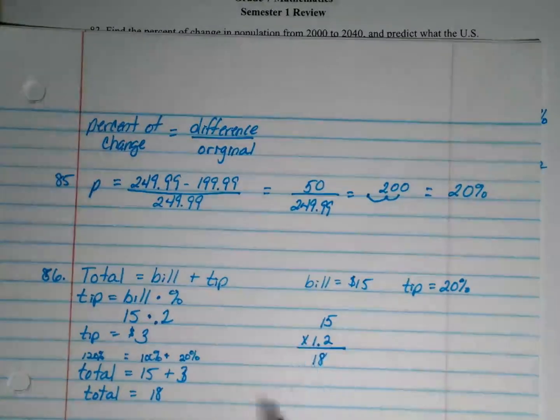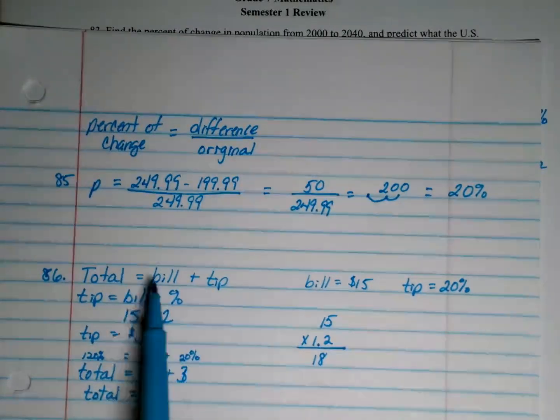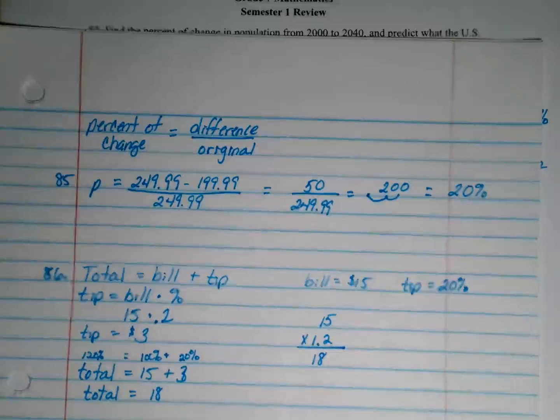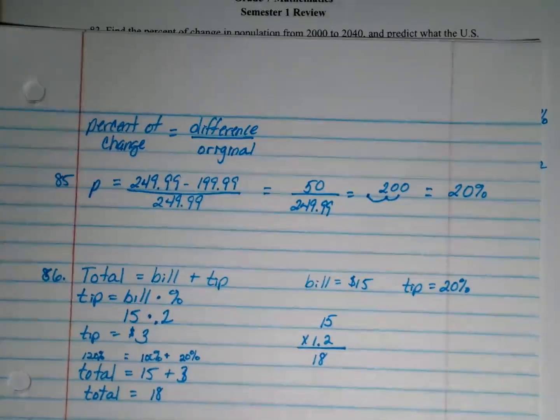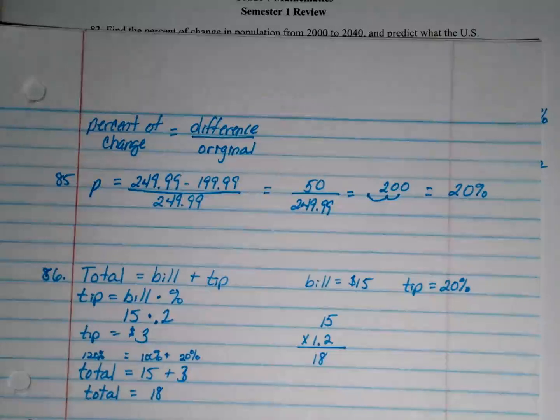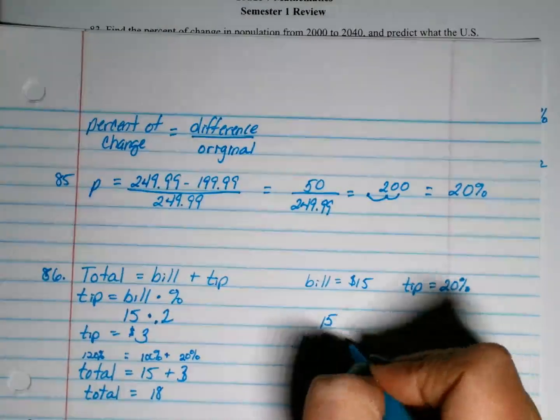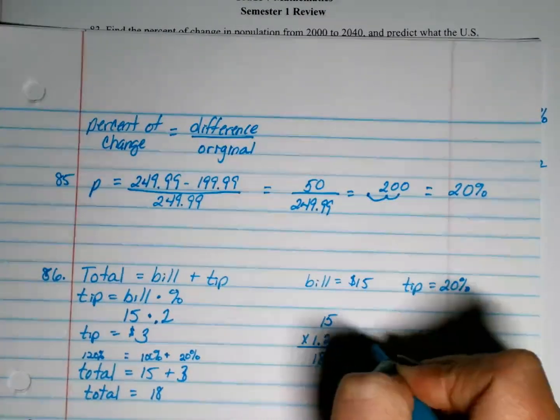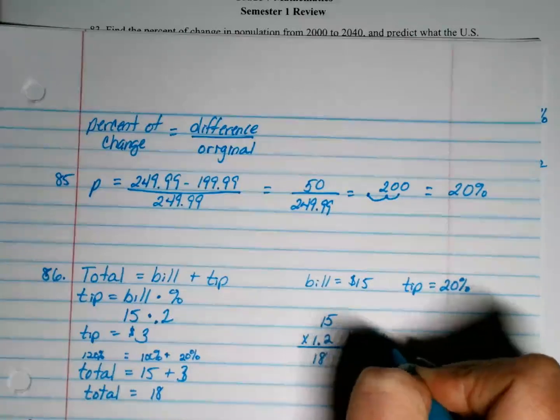This is 100% of his bill plus the 20% tip, all in one calculation. So if they didn't ask me what the tip was, I don't have to do it this way. Like if they had said how much of a tip is he going to leave, and then what was his total, we need to do it this way. But if they didn't ask us that, we can just do it this way. Okay? This was his total. This is bill plus tip, all in one.